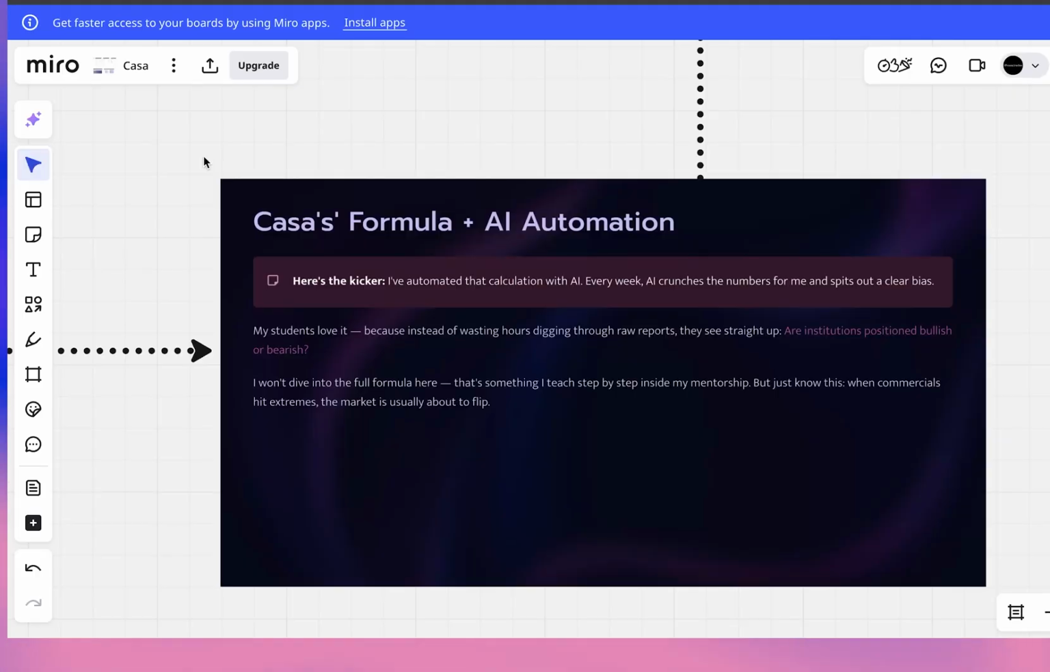Again, this formula is something that I've derived from tracking for so long, journaling them. And these are just patterns that I've recognized, not in price, but actually from these reports. And it works. It works like crazy. It definitely revolutionized my trading. And my students, they love it because instead of wasting hours digging through raw reports, they see straight up our institution's position bullish or bearish.